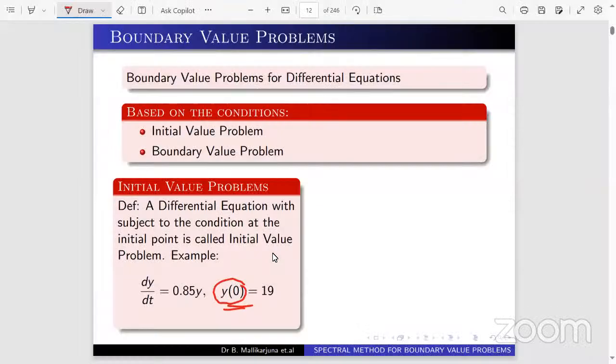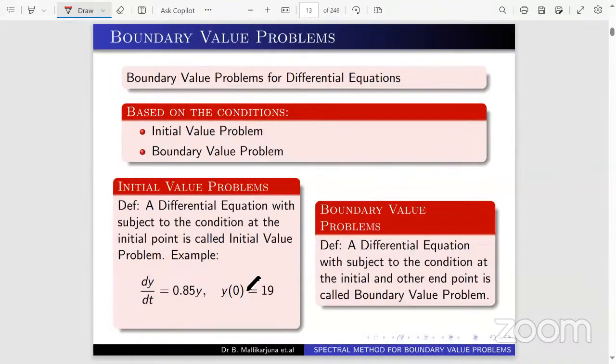Initial point. That is why we can call it an initial value problem: a differential equation with an initial point. Similarly, a differential equation subject to the conditions at the initial and other endpoint is called a boundary value problem.